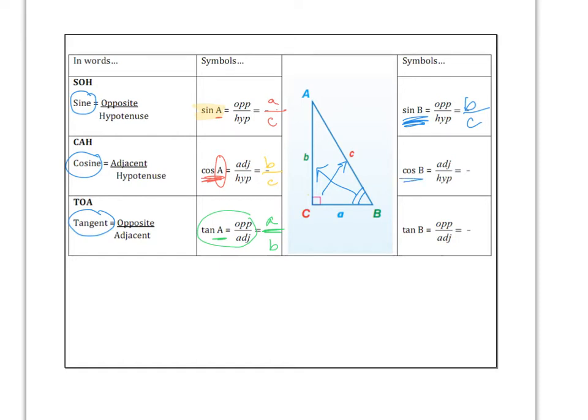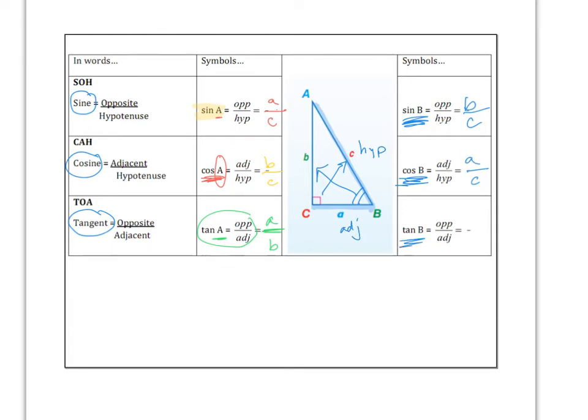Let's try cosine of B. Cosine is adjacent over hypotenuse. Well, I know the hypotenuse, that's c. So now I just have to figure out what's adjacent to B. Remember, adjacent means it's right next to it. So right here and right here, they both touch angle B. One of those is the hypotenuse, and one of those is adjacent. This one is the hypotenuse, so this one is the adjacent. So it'd be little a.